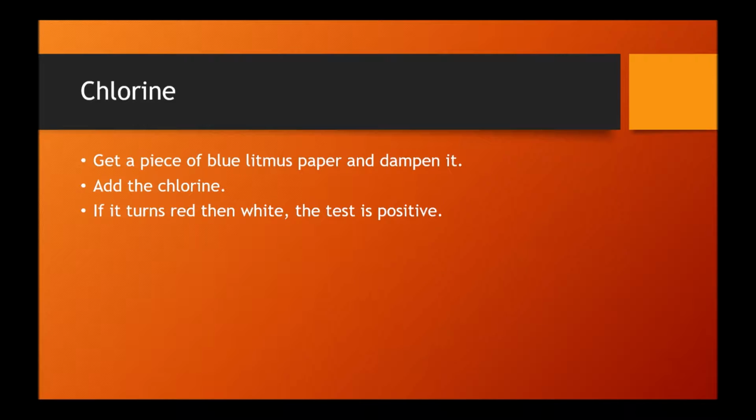So for chlorine, you just get a piece of blue litmus paper and dampen it, then add chlorine. If it turns red then white, the test is positive. It must turn white because that's chlorine bleaching it. If it only turns red, it could be any of the halogens.